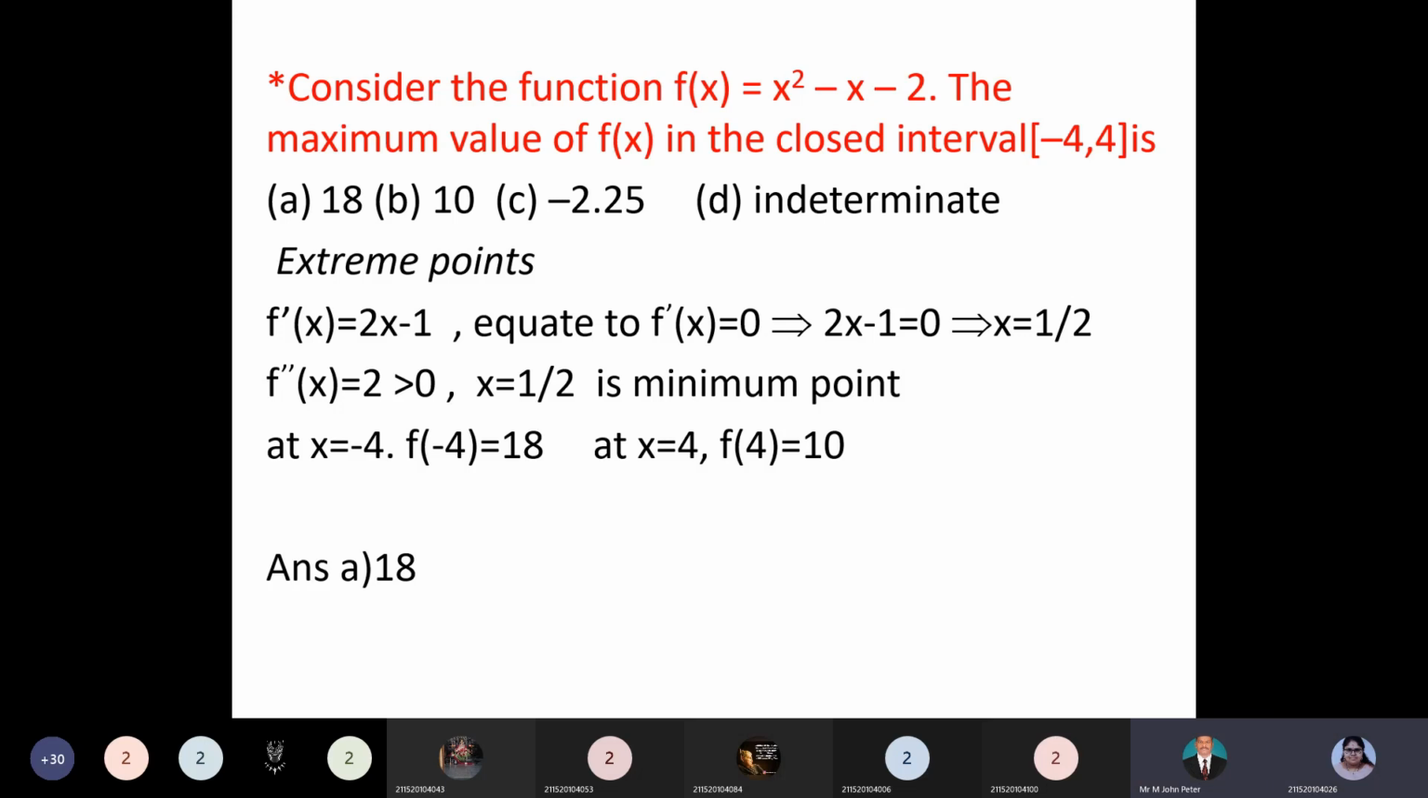So here, at which point does it take the maximum value? At x equal to minus 4, it takes the maximum value. They are asking for the maximum value of f of x. So hence the suitable value is 18.